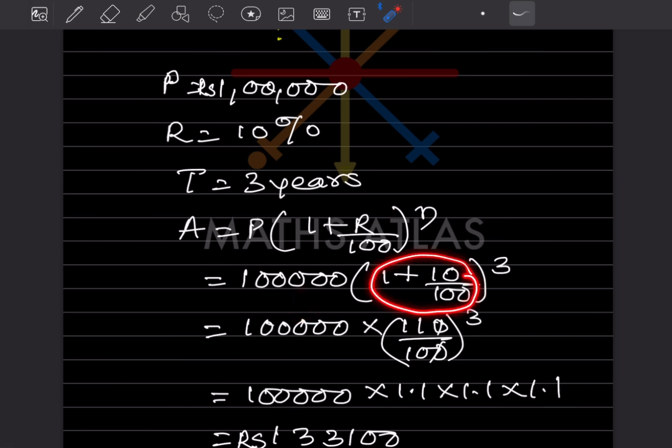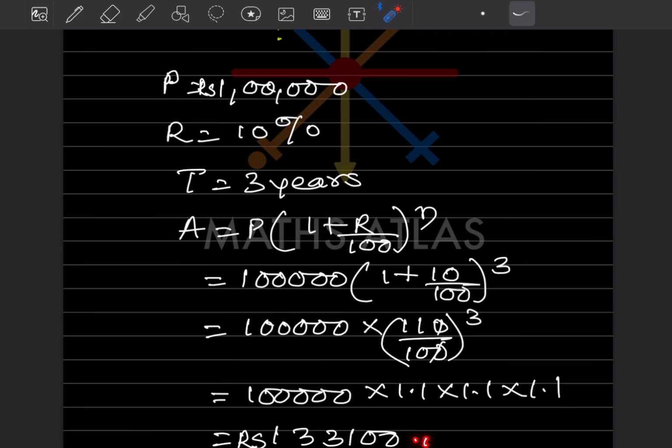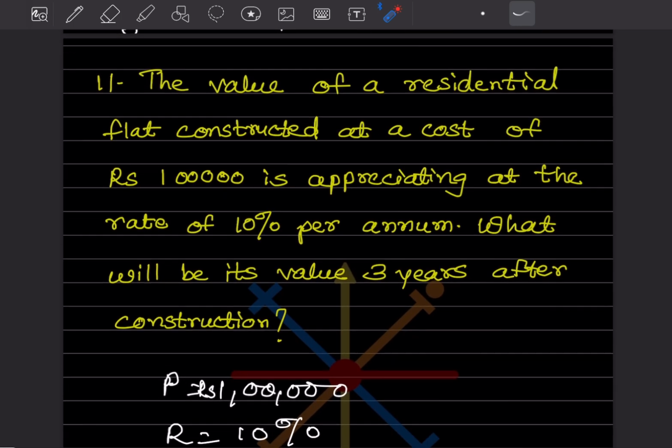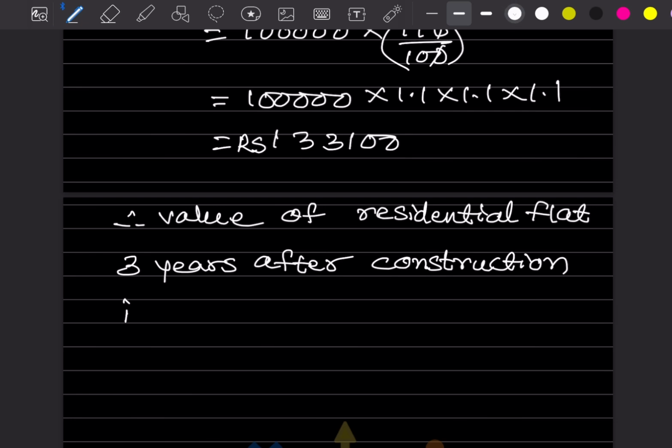When you add this one, when you solve, that is going to be 110 by 100 raised to 3. So this and this we can cancel it. So 11 by 10 means it is going to be 1.1. So you are going to multiply 1.1 3 times. When you multiply all together, you can see that will be 1 lakh 33,100. This is the answer. So what will be the value 3 years after construction? So value of residential flat 3 years after construction is, you can write rupees 133,100. We can also put commas.